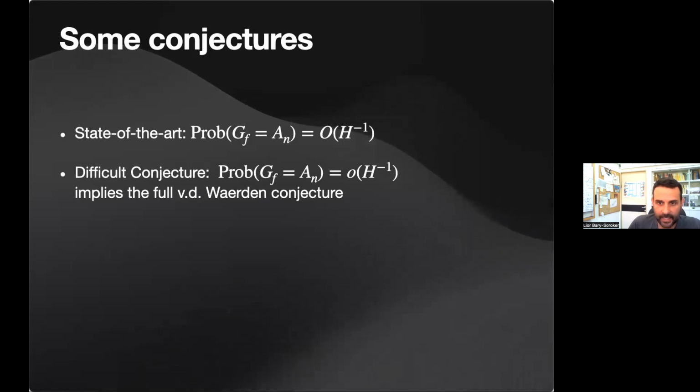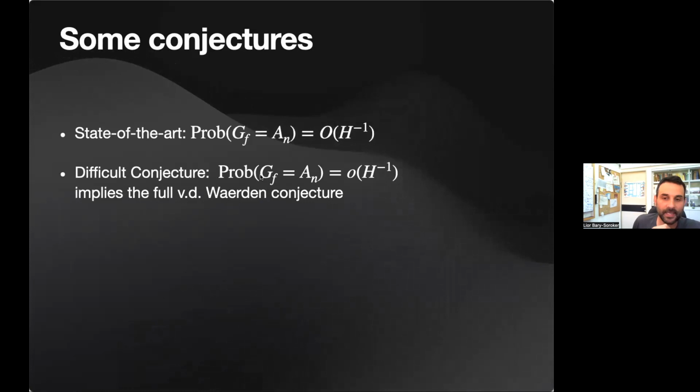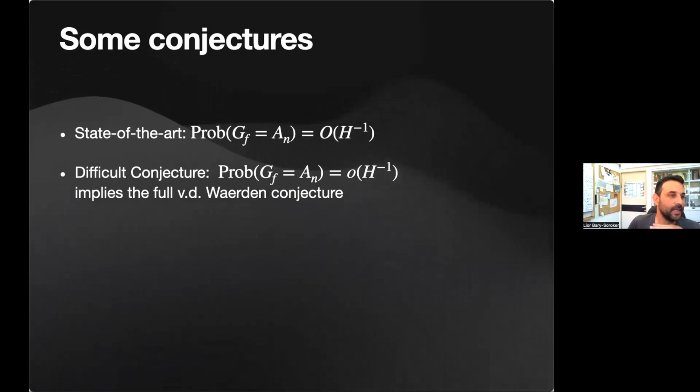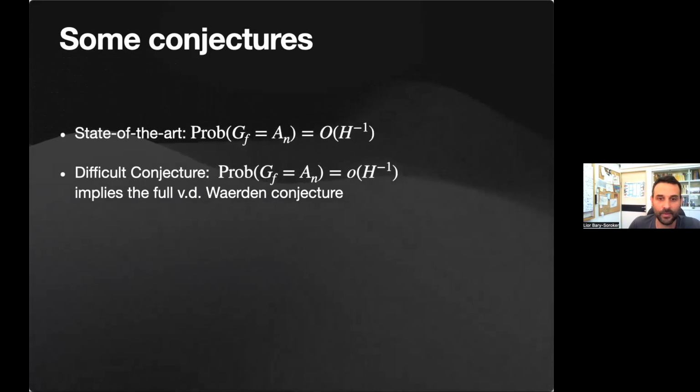And a difficult conjecture that is going a little bit beyond what Bhargava did is to prove that the probability that the Galois group is An is small o of H to the minus 1. And this will imply the full van der Waerden conjecture. So this is very difficult, because the paper of Bhargava exploits this approach completely. So you need a completely new idea to get to this.